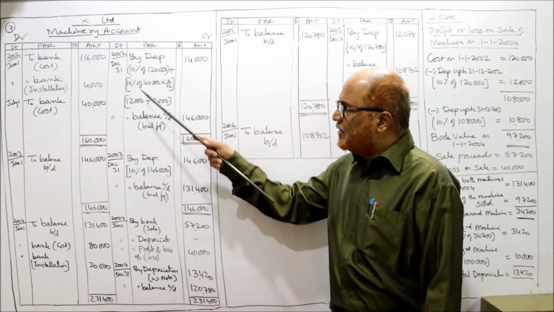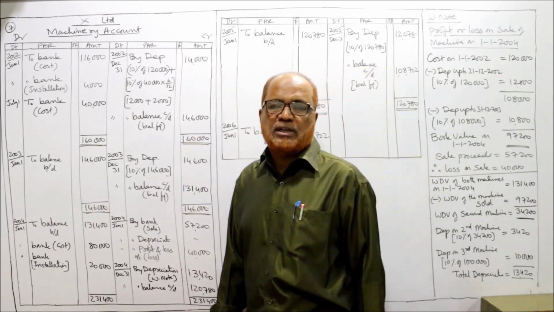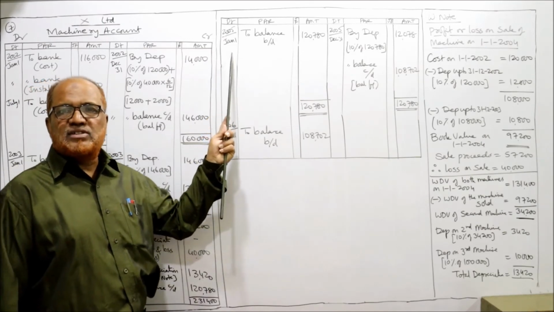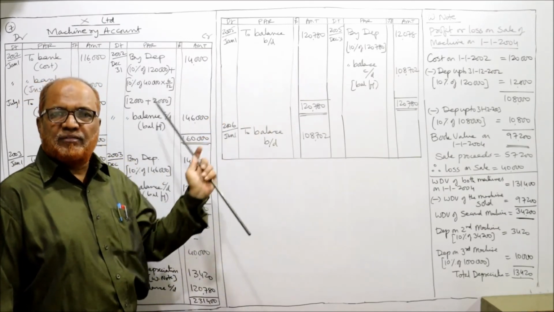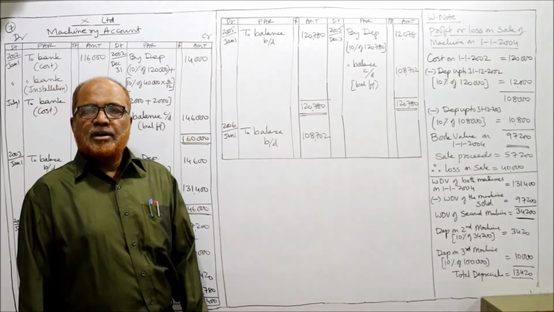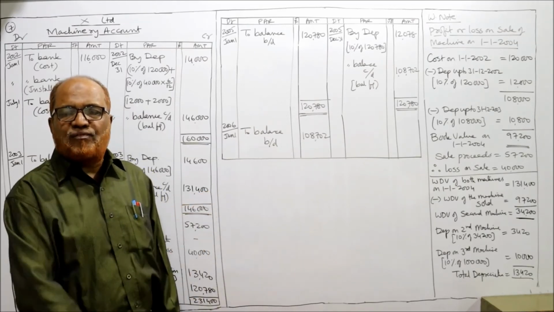At the end of third year. First year, second year, third year. Now we'll come to the fourth year. The fourth year is 2005. 2005 January 1st. To balance brought down 1,20,780 coming from the previous year. Now we have to provide depreciation. There is no purchase, no sale during the year 2005.